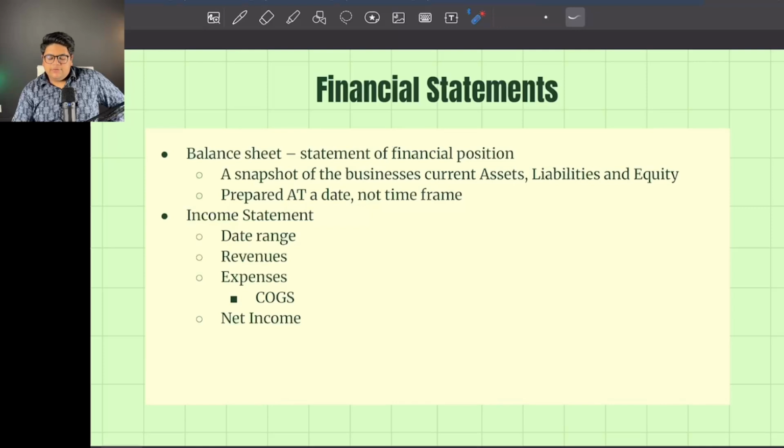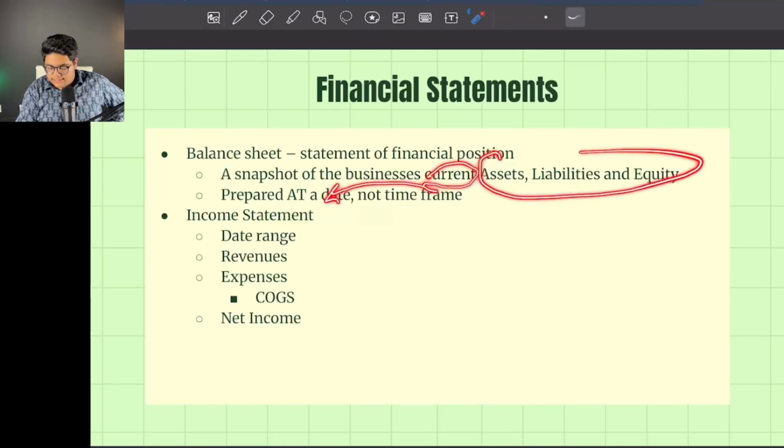So financial statements, there are four main financial statements. Number one is the balance sheet. It's also called the statement of financial position. And it's basically a snapshot of the business's assets, liabilities, and equity prepared at a date, not a time frame. For example, if you were to look at a balance sheet of December 31st, that would be the balance sheet as of December 31st, not from a date period, just a specific moment in time. And when I say current assets, I don't mean assets that are considered under 1 year. I mean current as in at a specific date: assets, liabilities, and equity.